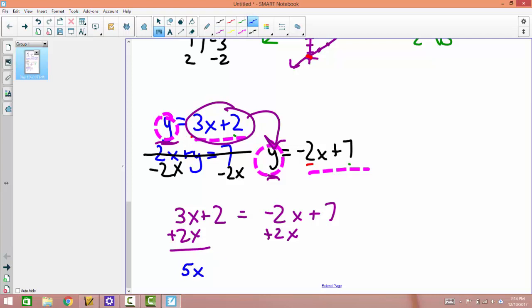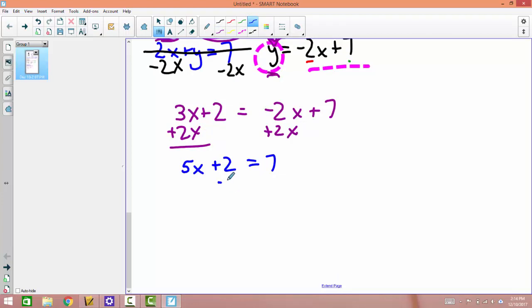So now you will solve for x, add 2x because you want all of your letters on one side. So 5x plus 2 equals 7. And then you want all of your numbers on the opposite side. So subtract 2. 5x equals 5. Divide by 5. So you have x equals 1.